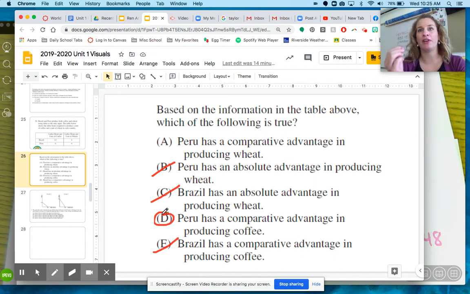It's an example of an input question, and every once in a while it'll come up. Could be a multiple choice question, could be an FRQ, but this is how you would solve an input question.